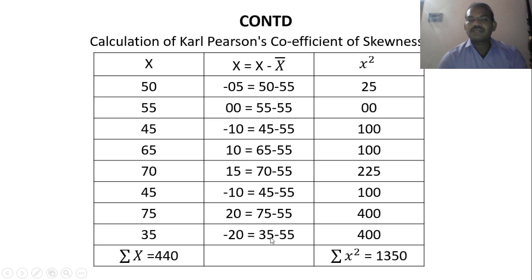Again we need to compute x square. Minus 5 whole square is 25. 0 square is 0. Minus 10 square is 100. Plus 10 square is 100. 15 square is 225. Minus 10 square is 100. 20 square is 400. Minus 20 square is 400. Therefore sigma x square is equal to 1350. That is 25 plus 100 is 125, plus 100 is 225, plus 225 is 450, plus 100 is 550, plus 400 is 950, plus 400 is 1350, the summation of x square.